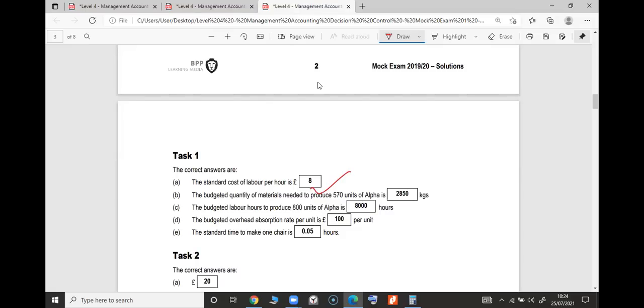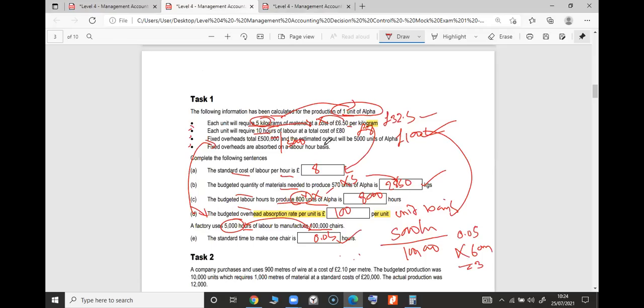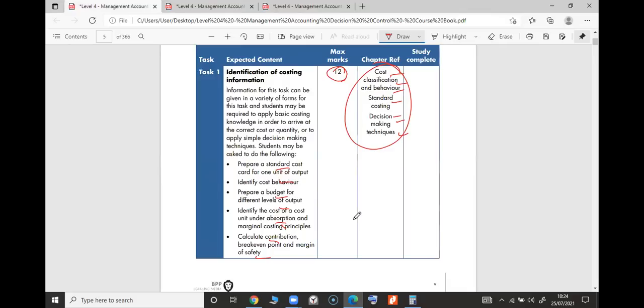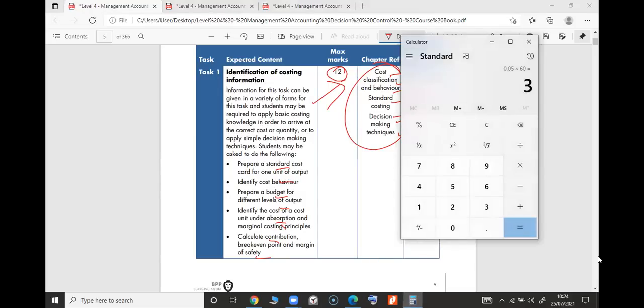8. This, and 0.05 is right answer. Well done. How many marks you got? 12 marks. How many minutes we spent? I think it's just 10 minutes we spent, and that is very standard. Yep. Although, how many minutes you have per mark?